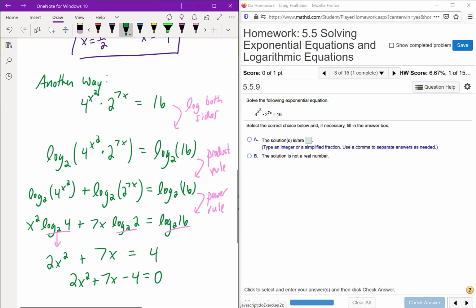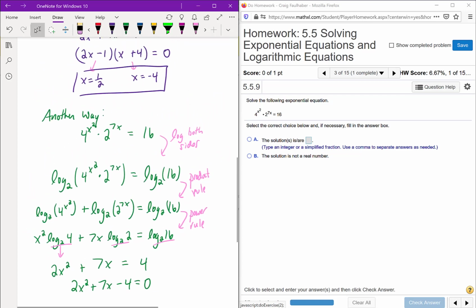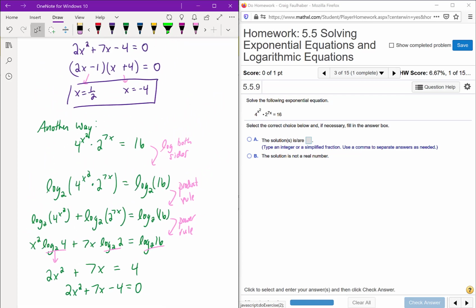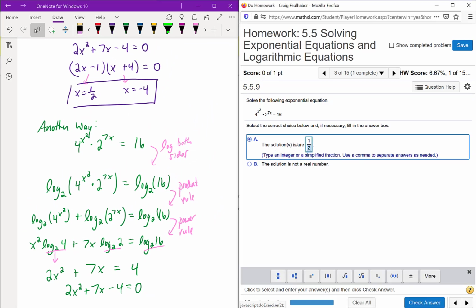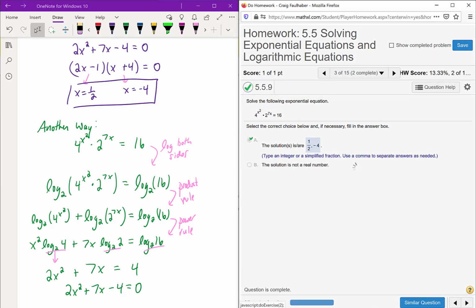So if we want to finish this thing up, you just go back to the previous problem, look at those last couple of steps, and they'll be exactly the same. So I'm going to enter our answers of 1/2 and -4. Good job. Let's do the next problem in the next video.